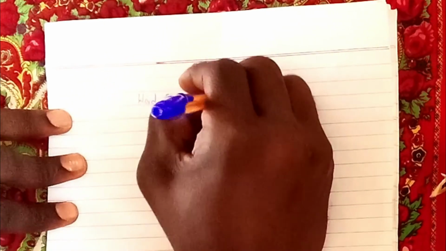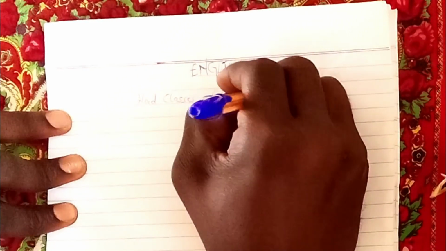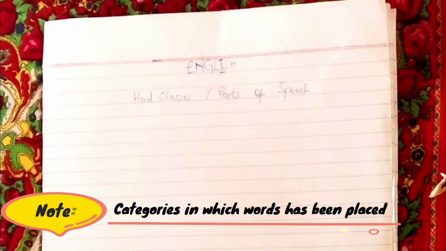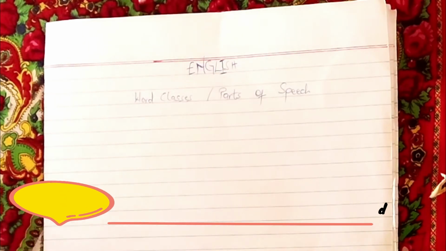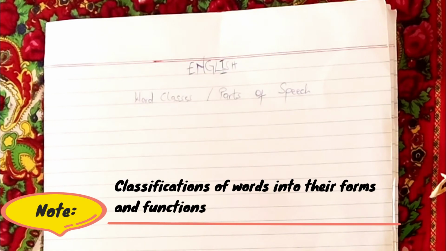So to start, word classes, which is also referred to as parts of speech. So what then is word classes? Word classes can be said as categories in which words have been placed, or it can also be defined as the classifications of words into their forms and functions. So what do you mean by this definition?